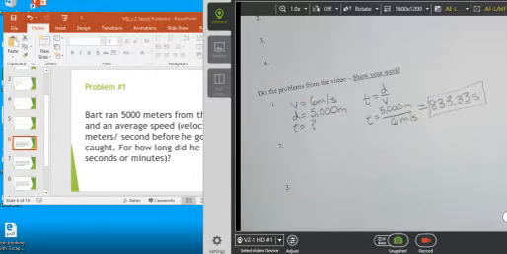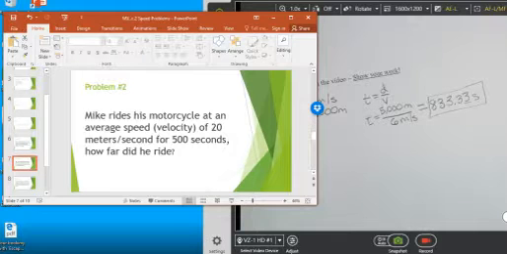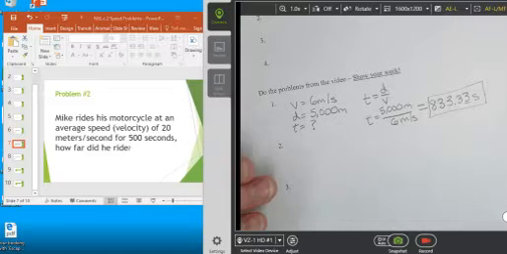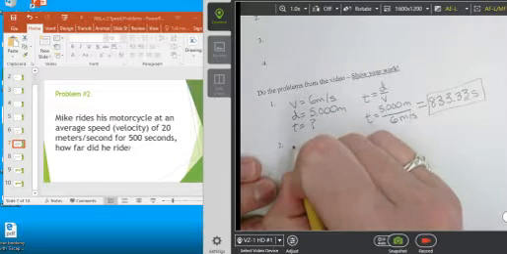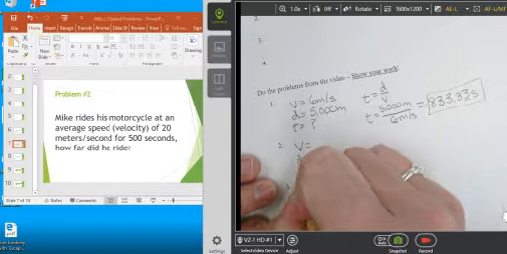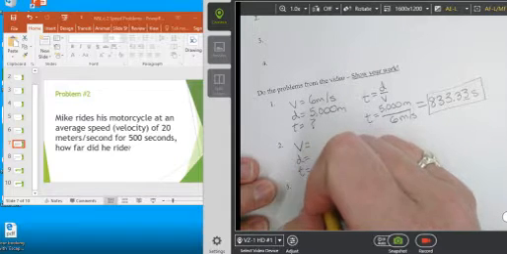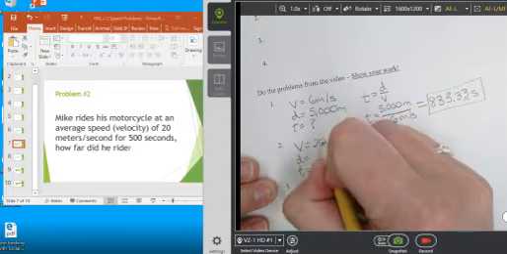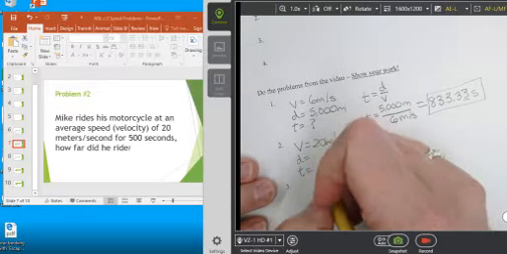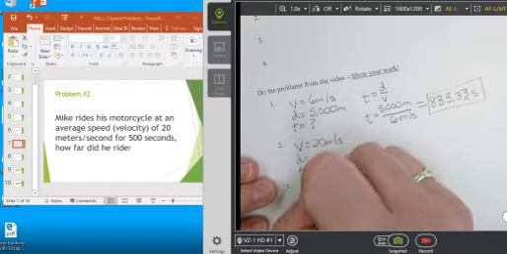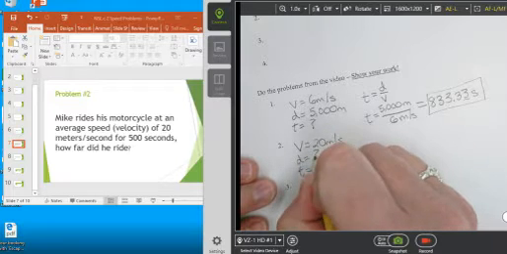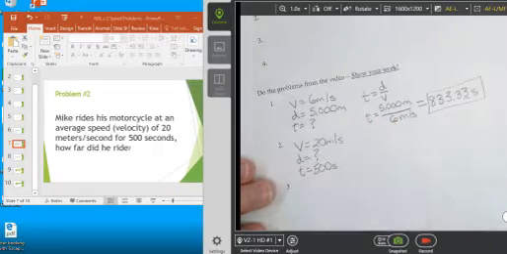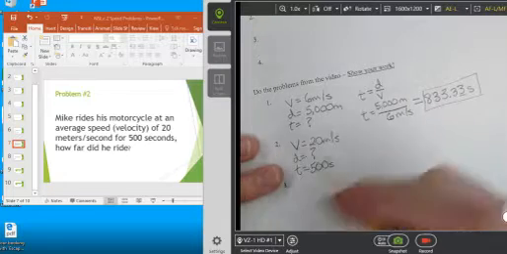Moving on, problem number 2. Mike rides his motorcycle an average speed of 20 meters per second for 500 seconds. How far did he ride? I'm going to shrink this box a little bit more. So again, I'm going to list what I know. His average speed is 20 meters per second. The time is 500 seconds. And we're looking for distance. Does that look right? How far did he ride? Yep, it's asking for distance.